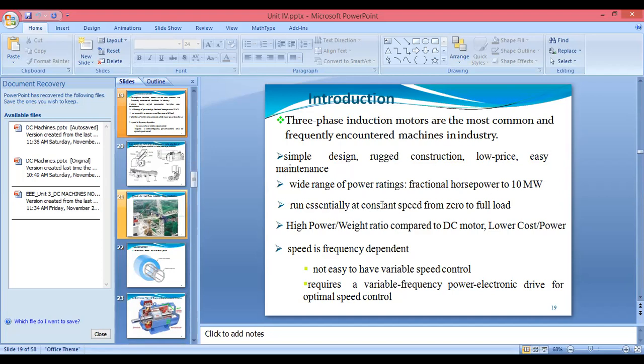It runs essentially at constant speed from 0 to full load. High power and weight ratio compared to the DC motor. So these are some applications. Not applications, these are some advantages, some features over the DC motor, because it is very easy to use, it is having easy maintenance, its cost is less as compared to the DC machine. Its speed is frequency dependent.